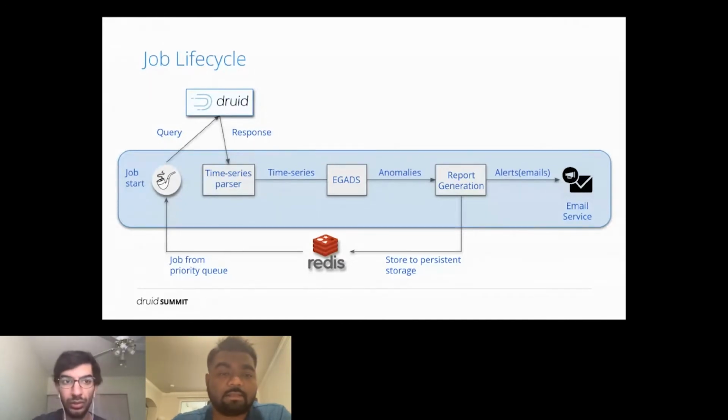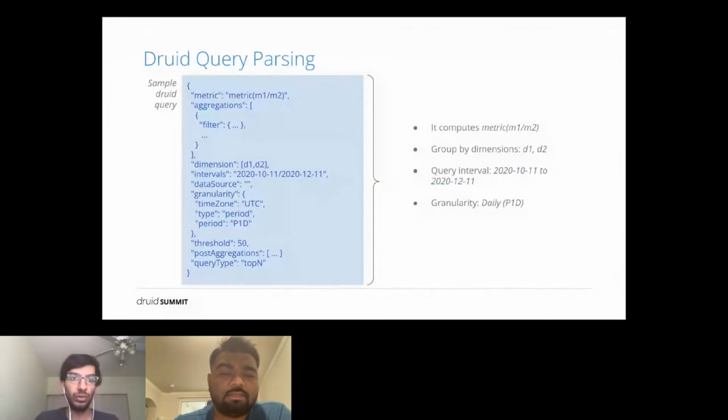Next slide, please. So this is the sample Druid query for an anomaly detection job. In this query, you can see there is a metric which is derived from two other metrics, M1 and M2, and there is some aggregation you specified, and there is a dimension field which shows you the group by dimension for this query. It's similar to a SQL group by clause. So there are two dimensions, D1 and D2.